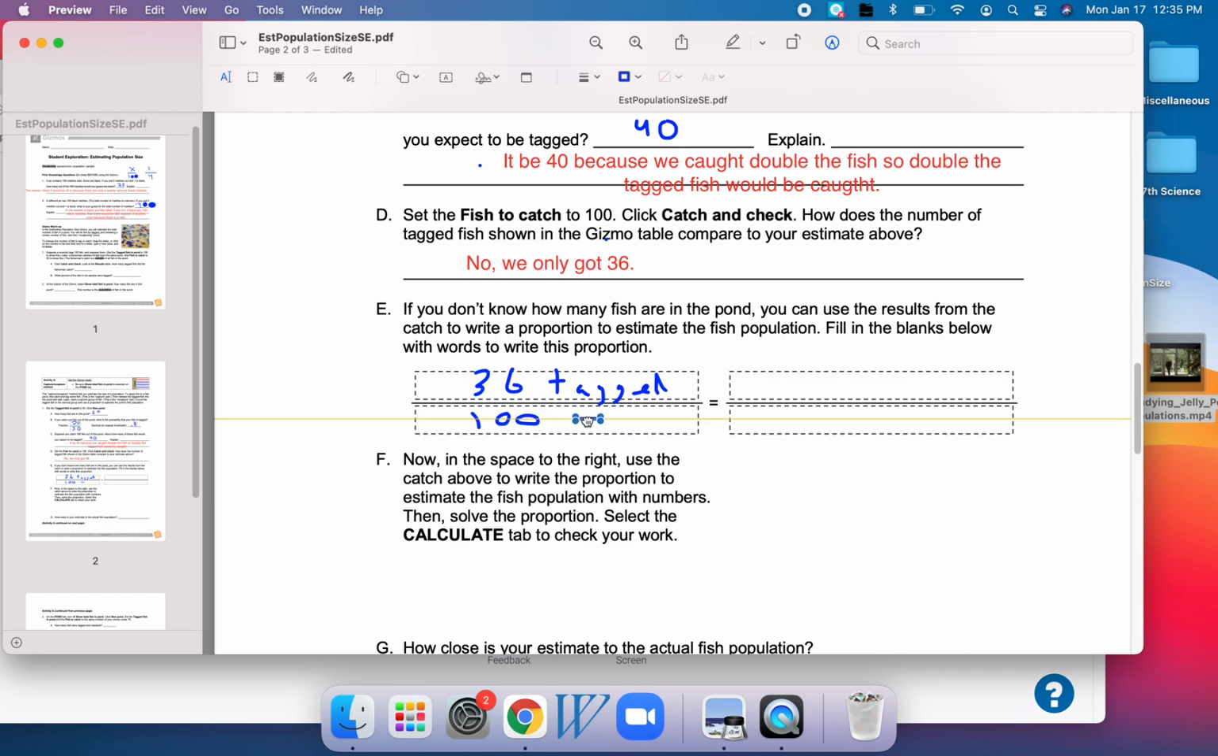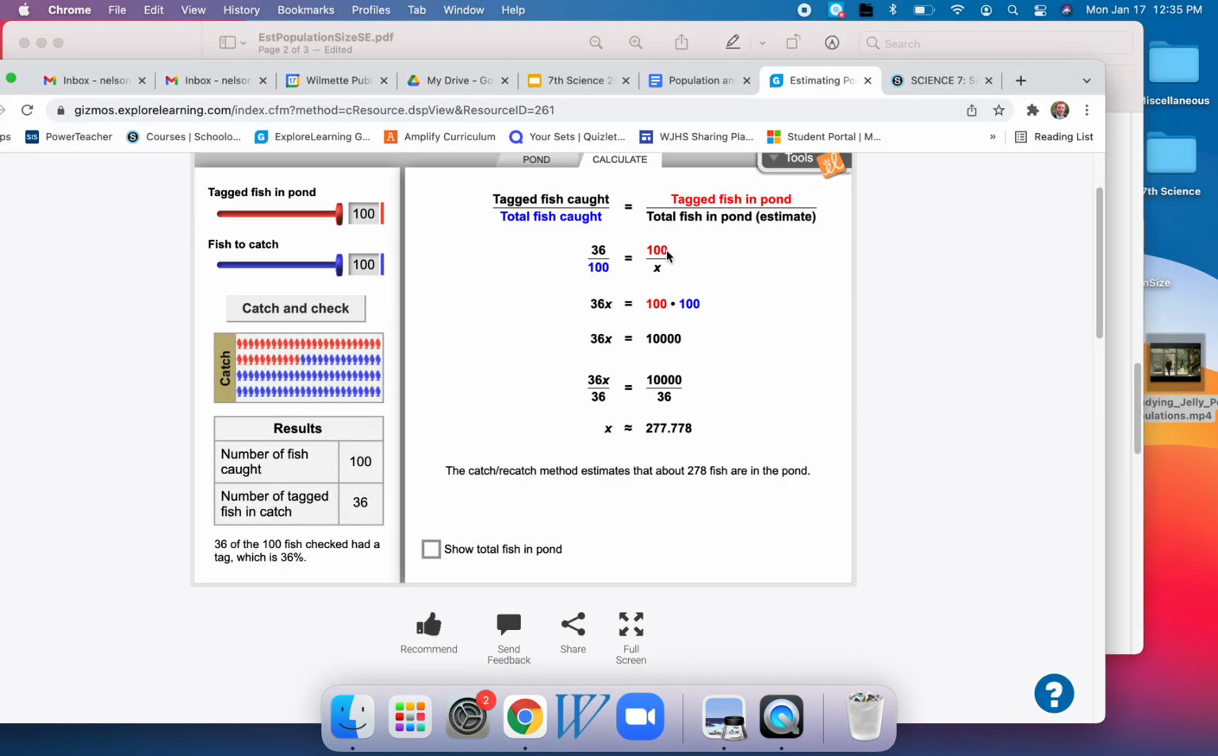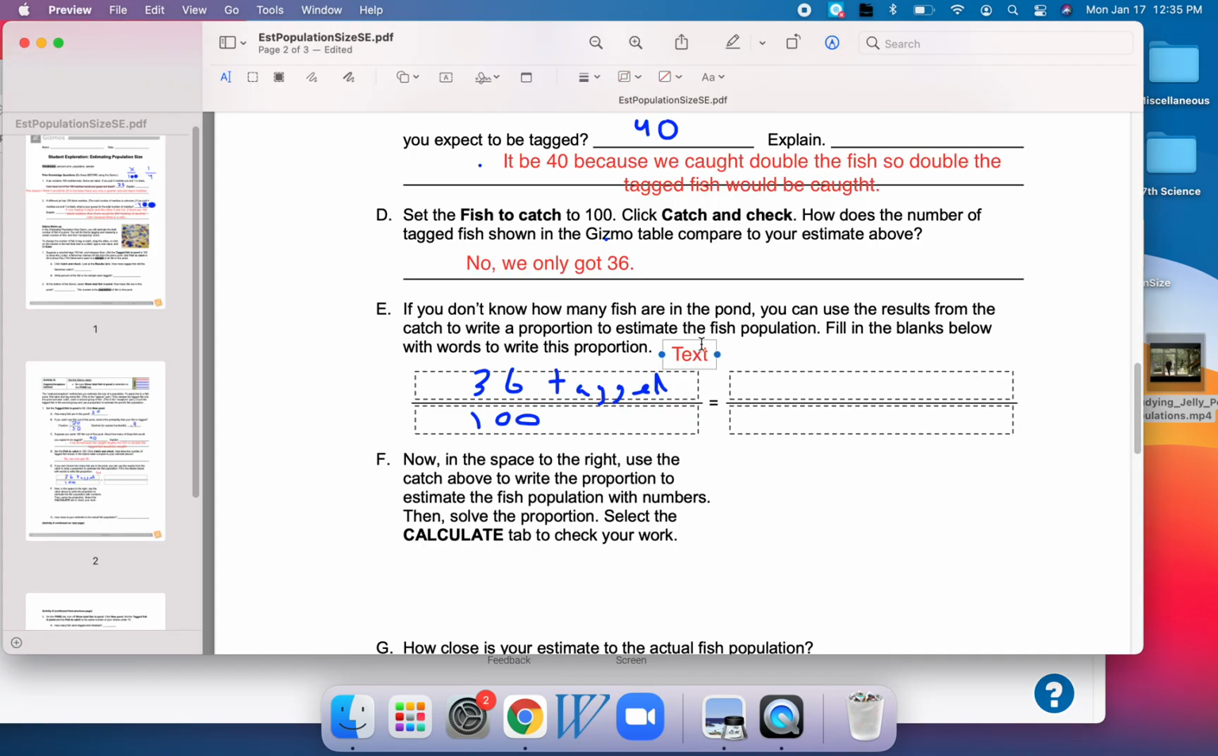So I'll just write this, this is just total. I'll just start using text. So then, what did they do here? Well, they caught 100. Out of 100, if there's 100 tagged fish, how many would we expect? We would expect, if we had 100 tagged fish, how many total fish would there be? Total tagged. We don't know what the variable is here.